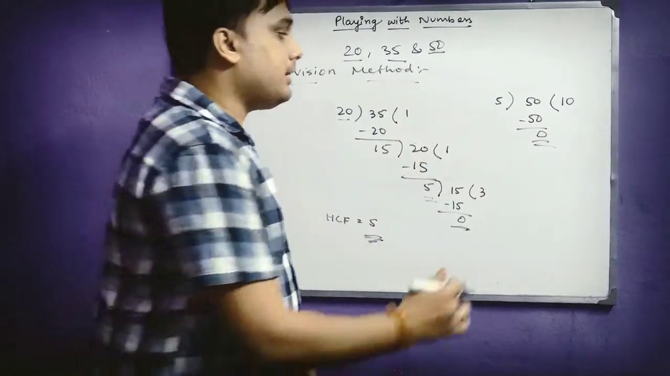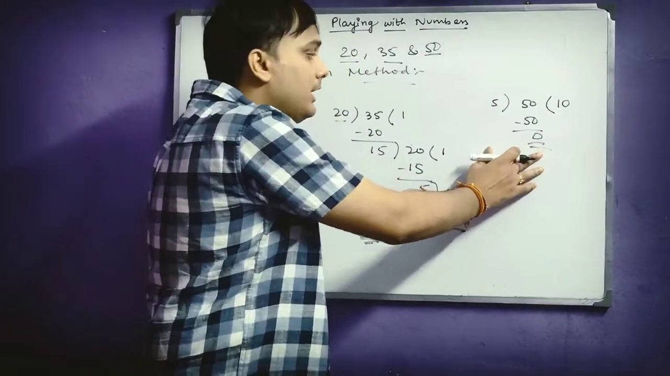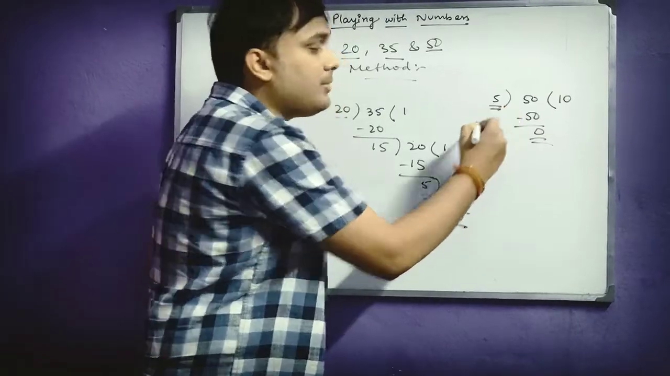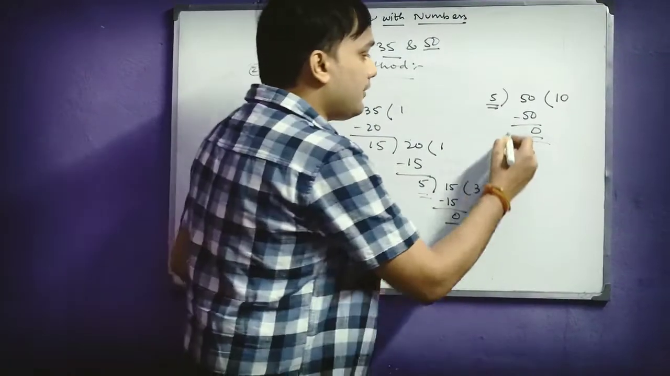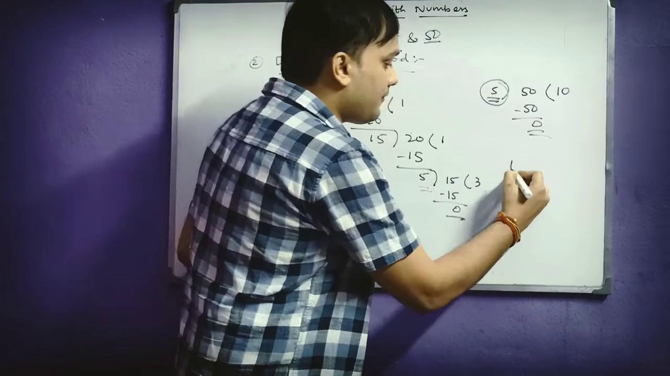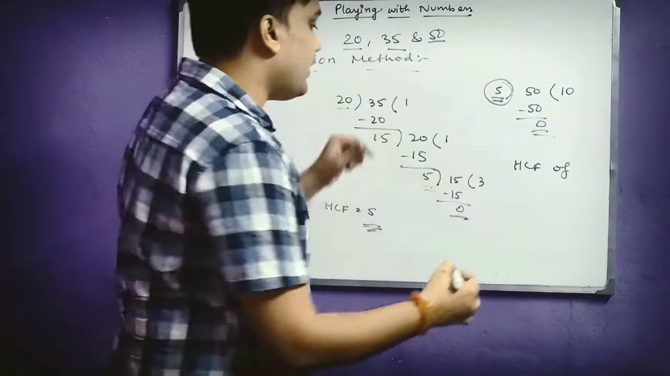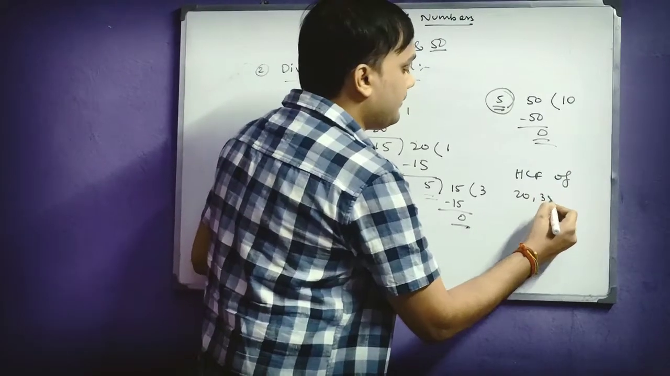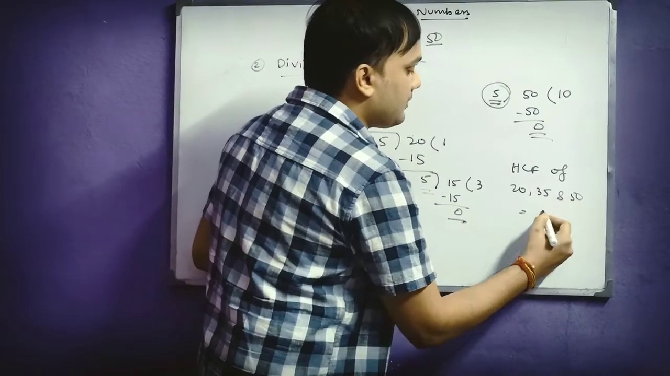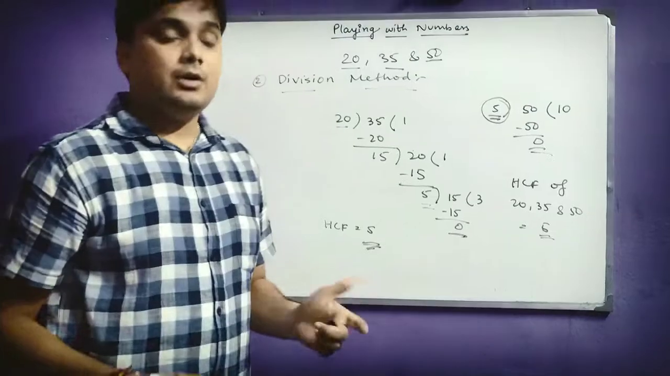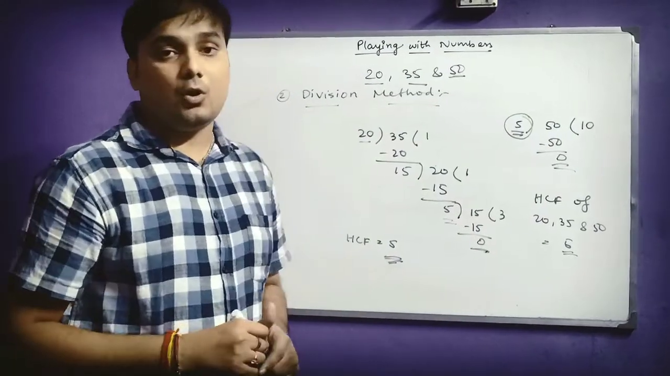Okay, and then when you are getting the remainder as 0, at the same step your divisor is how much? 5. So your final answer is now 5. So our final HCF, you just write a complete sentence: HCF of 20, 35 and 50 is equal to 5. So this is how you can solve it through the long division method.